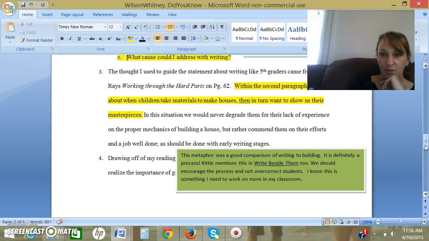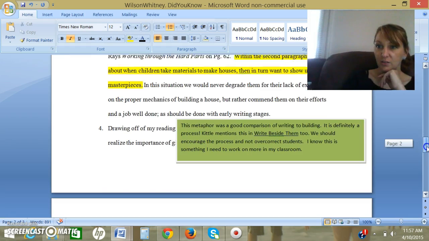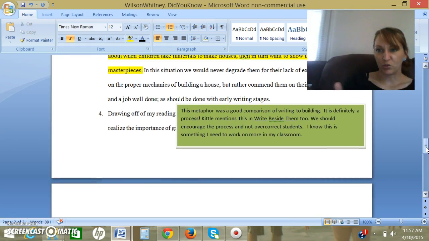Okay, and number 3, within the second paragraph, Ray talks about when children take materials to make houses and in turn want to show us their masterpieces. So you've got this metaphor here of building a house is like writing and having the right tools, materials, pieces, and it's still a process. I thought that was a good comparison there. It's a good metaphor. It definitely is a process.